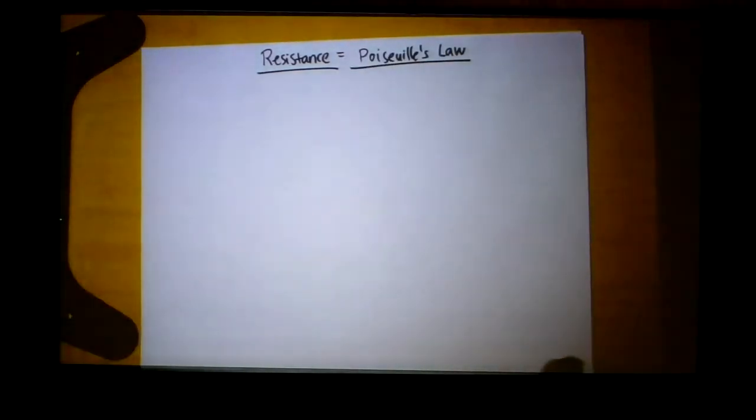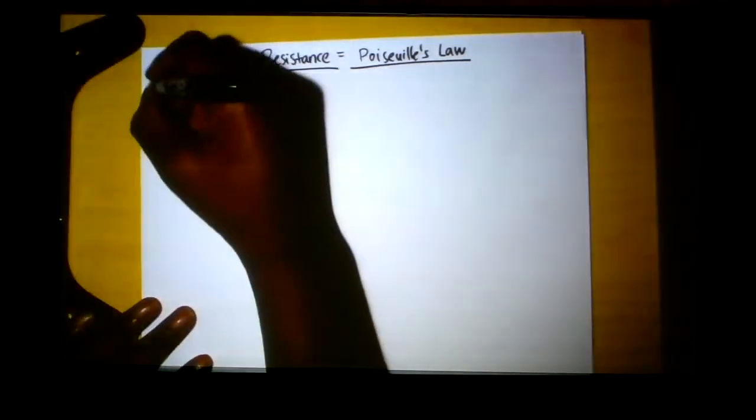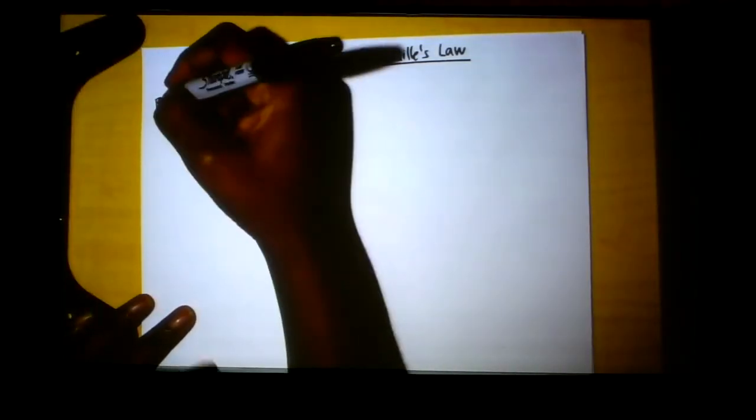Okay, so when we speak about resistance, we use a physical law called Poiseuille's law. And this law is how we define or quantify resistance, okay? Now we're going to describe what resistance is first, and then we'll look at the actual formula.